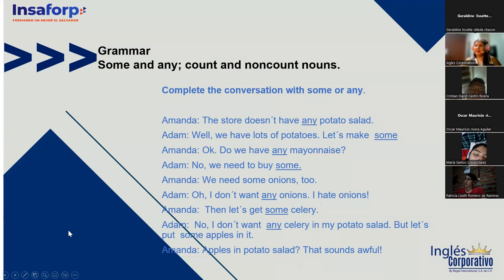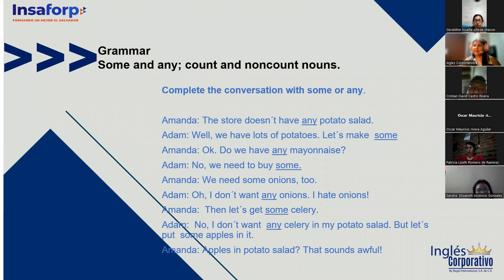Okay, mayonnaise. Like it sounds like an "eh". And the other word is awful. Awful. Okay, good. Someone else who wants to read the dialogue? Someone else? No?